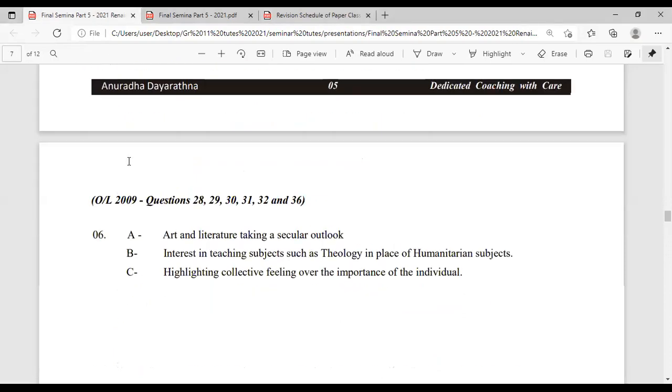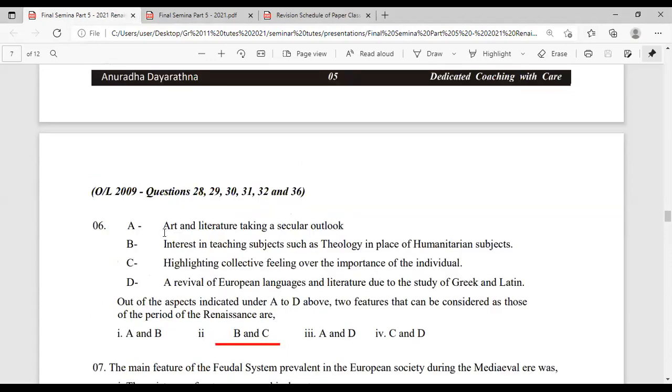The answer is what? A and D. Asking what? Oh, my answer is wrong then. A and D is the answer. I will correct this one. It must be this one, A and D. By a mistake, I have marked it as B and C. That is feudalism, okay? The answer is A and D. Right. Next one.